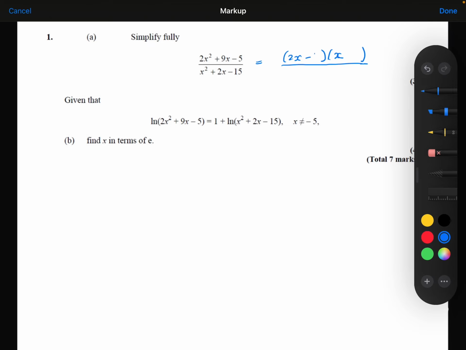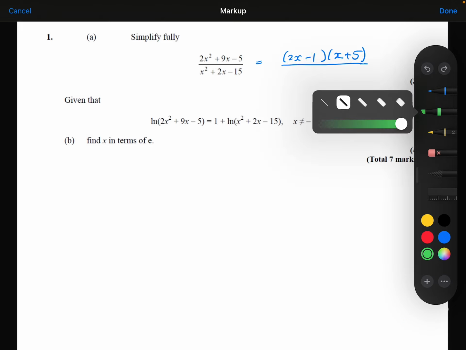I think this is going to be a minus 1 and this is going to be a plus 5, because that way we're going to have the 2x times 5, which gives 10x, and then we're going to have the minus 1 times x, which gives minus x, and the 10x and the minus x will give me the 9x required there.